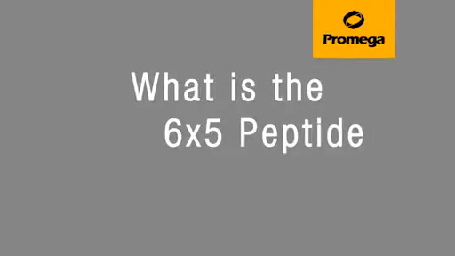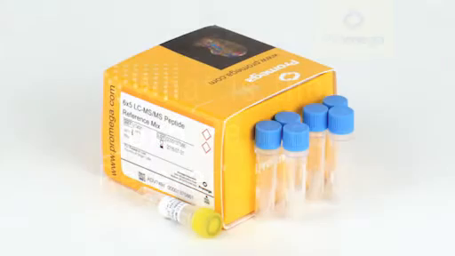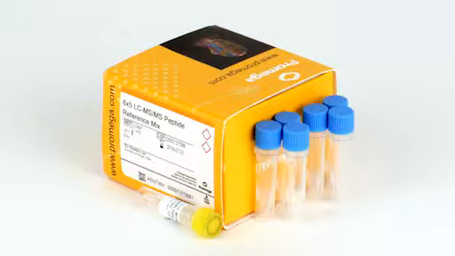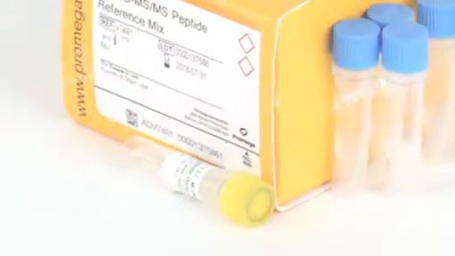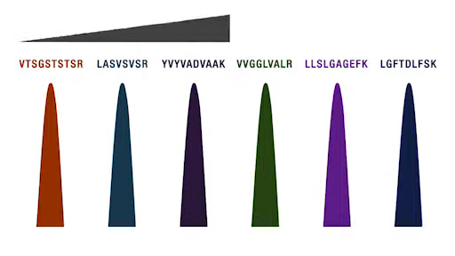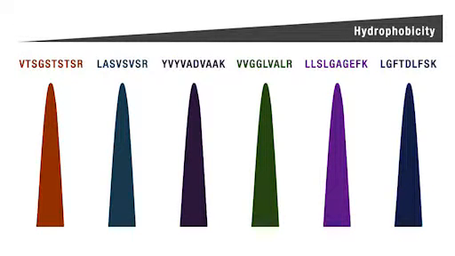What is the 6x5 peptide reference mix? You can monitor LC performance and mass spec parameters like sensitivity and dynamic range with one peptide reference mix. The 6x5 peptide reference mix monitors LC performance using 6 peptides of increasing hydrophobicity. The most hydrophilic peptide allows you to optimize for hard-to-capture hydrophilic peptides.